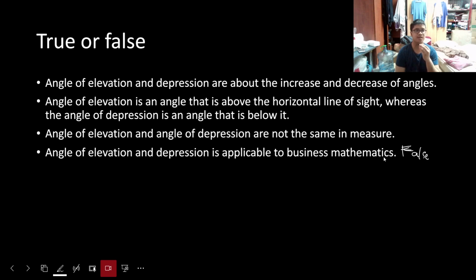Because business mathematics is more often about business, like maybe we're talking about mortgage, stocks, bonds, compound interest, and so on and so forth. But angle of elevation and depression is actually more applicable to engineering. It could be applicable to physics, trigonometry, of course, and others, but not business mathematics. Of course, not also in economics and in law.